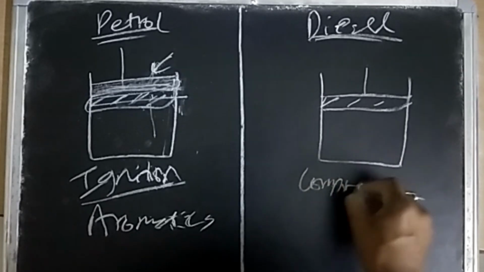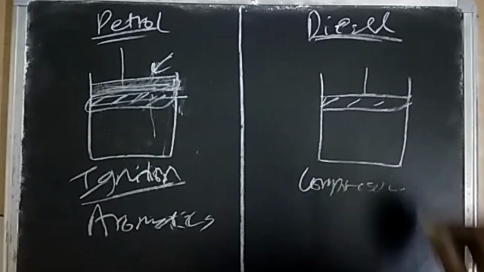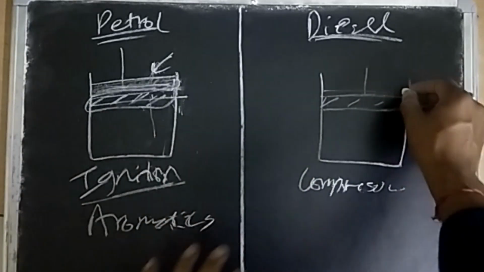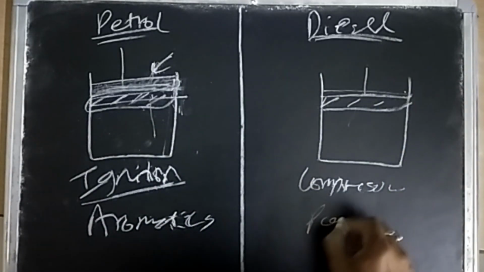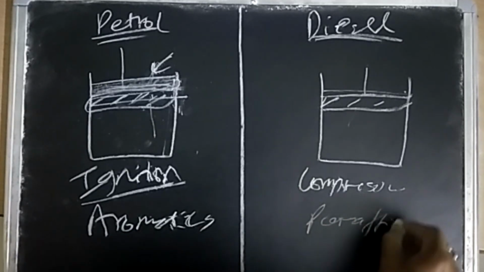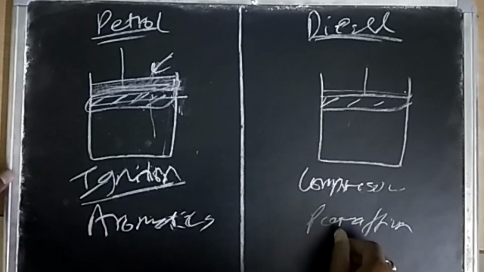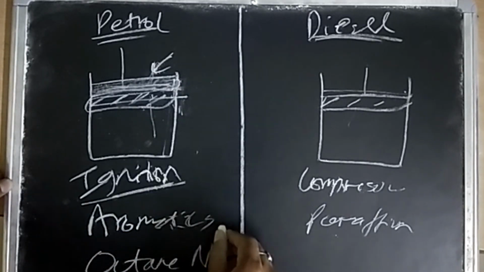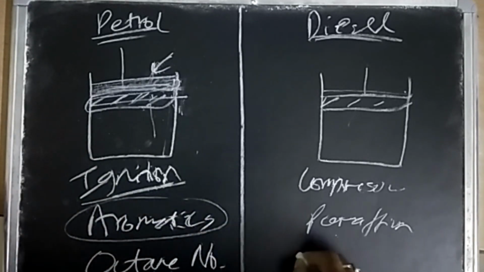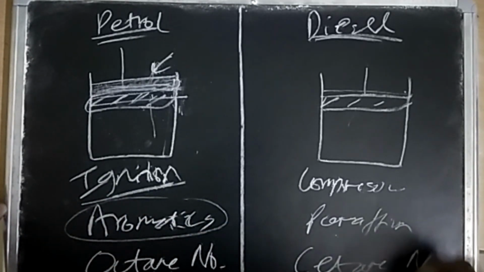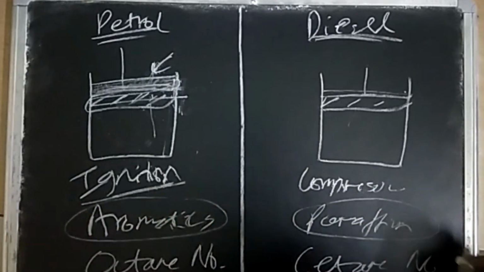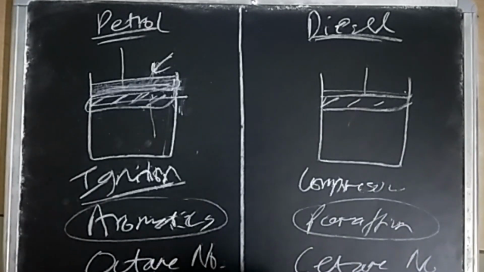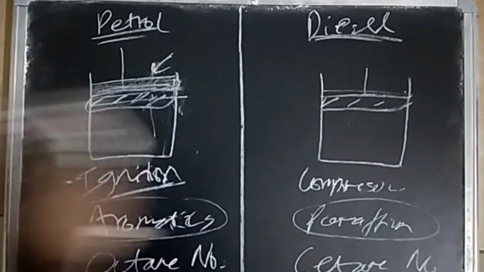While here, the diesel engine works on compression, and it works the other way around. When it is compressed, paraffin is the most favored here. Here we see the octane number, and it's highest for aromatics. Here we see the cetane number, and it is highest for paraffin. Let me give the whole arranging order, ascending and descending. Let's talk about octane number and cetane number.